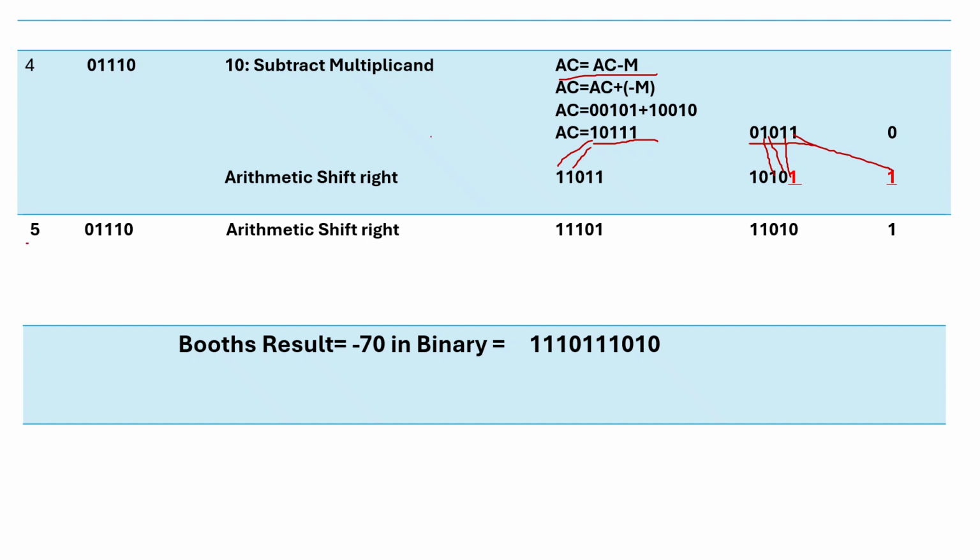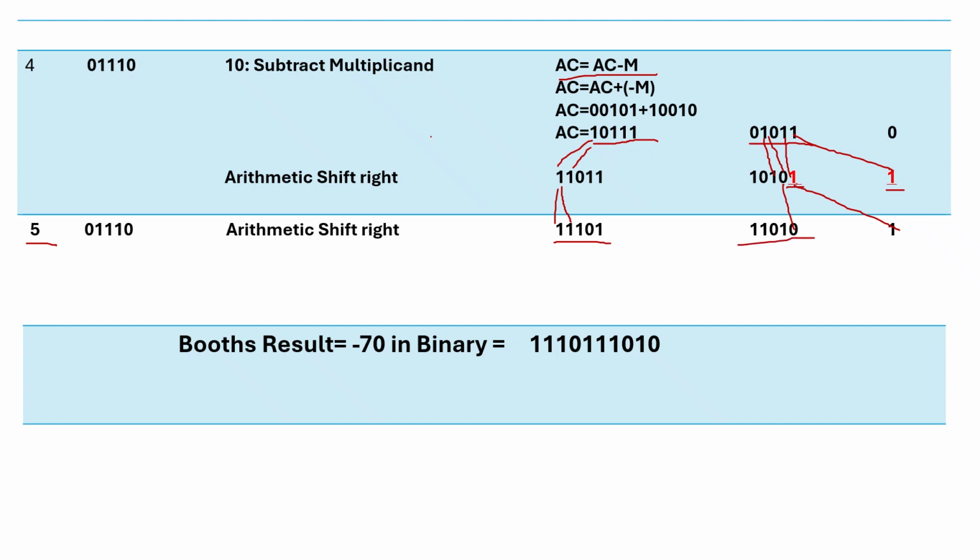Now at last, in the fifth iteration, we again check the value of Q0 and Q minus 1, which is 1 and 1. Whenever we get 1 and 1, we do nothing, and just shift all the bits towards the right side. At the end, the MSB of AC is repeated 2 times. So the fifth iteration is done.